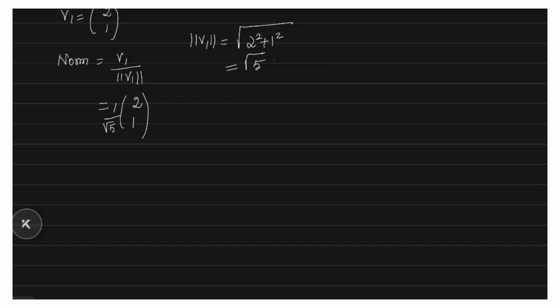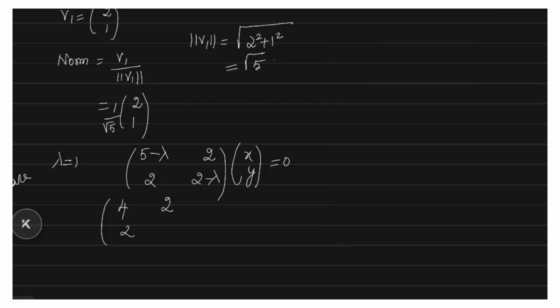Next you are going to find the eigenvector when lambda is equal to 1. The general equation was [5 minus lambda, 2; 2, 2 minus lambda] into the vector is equal to 0. When lambda is equal to 1, I get 5 minus 1, which is 4, and 2 minus 1 is 1, into x y is equal to 0. So again you have 4x plus 2y is equal to 0, and the next one, 2x plus y is equal to 0.